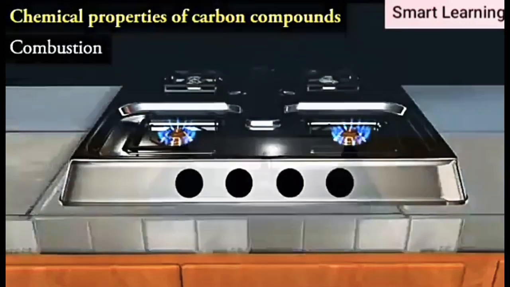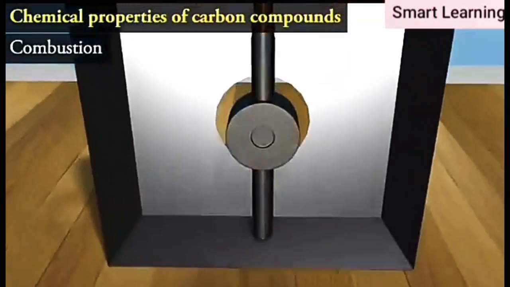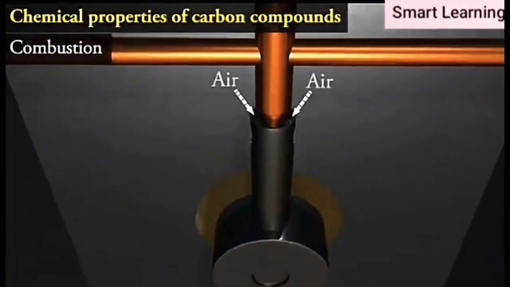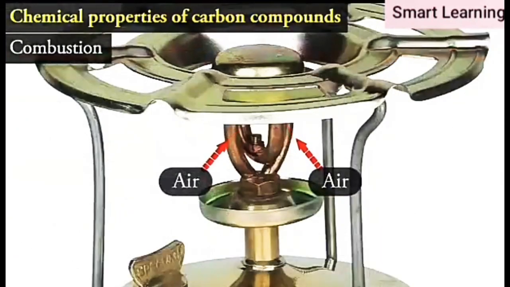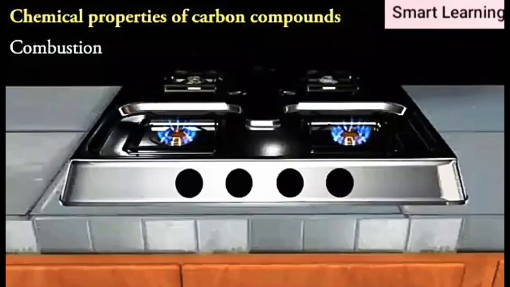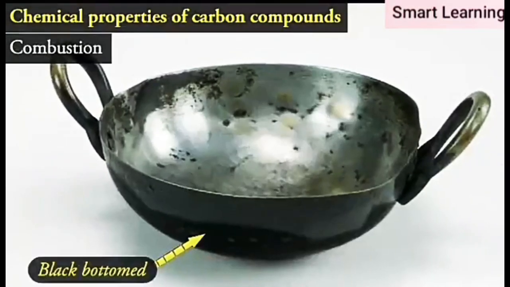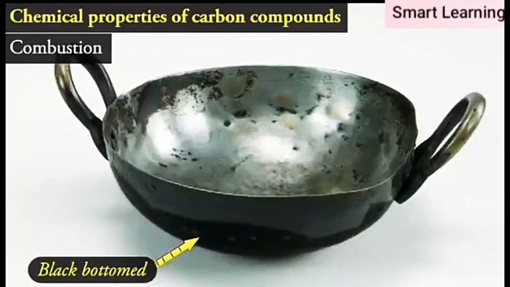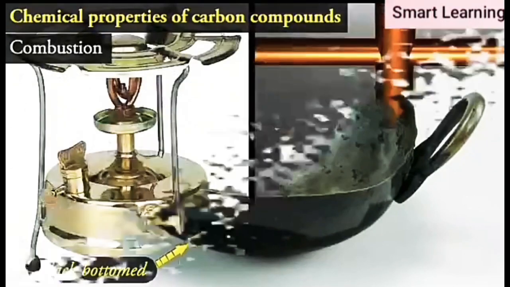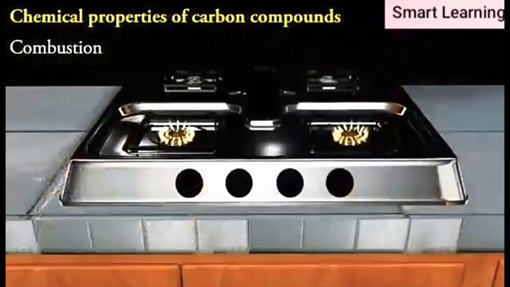The gas or kerosene stove used at home has inlets for air, so that a sufficiently oxygen-rich mixture is burnt to give a clean blue flame. If you observe the bottoms of cooking vessels getting blackened, it means that the air holes are blocked and fuel is getting wasted.